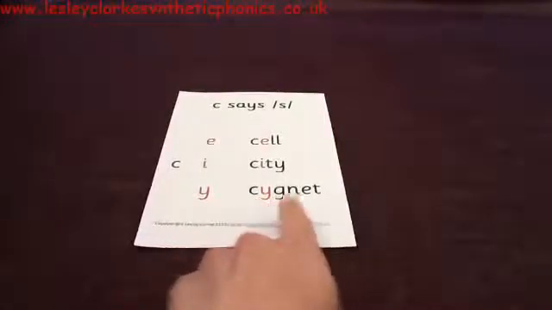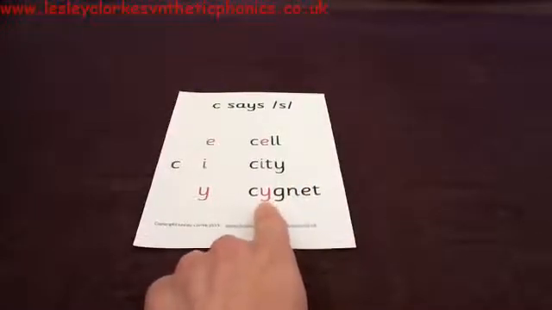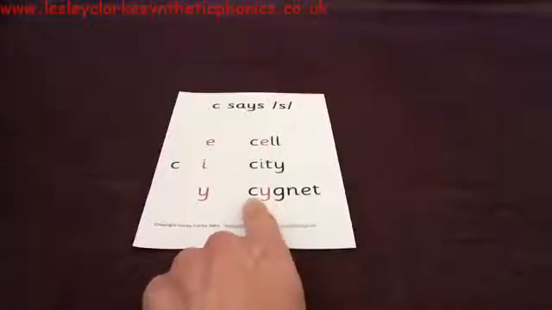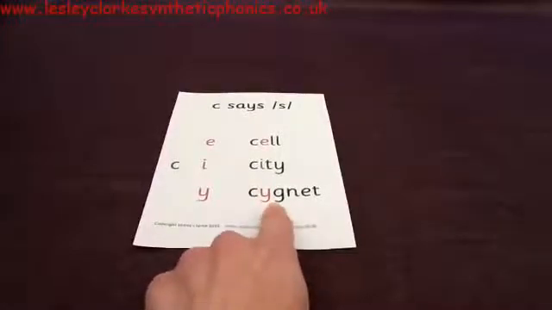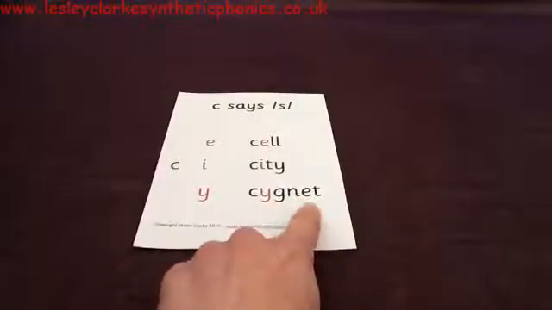Now this is quite a long word, so we need to split it up. In the middle of a word, this often makes an I sound. Sig, net, signet. A signet is a baby swan.